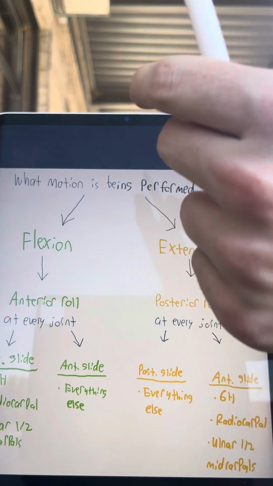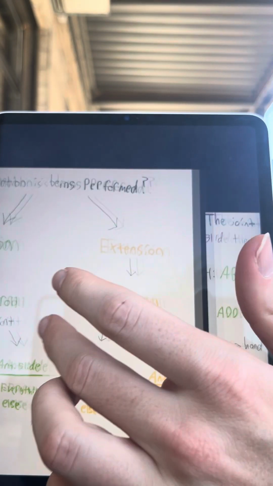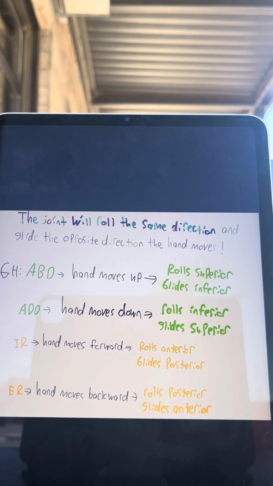Right. So obviously there are more movements in the upper extremity than just flexion and extension. And the rule I use for that is that the joint will spin or roll the same direction and glide the opposite direction that the hand moves.